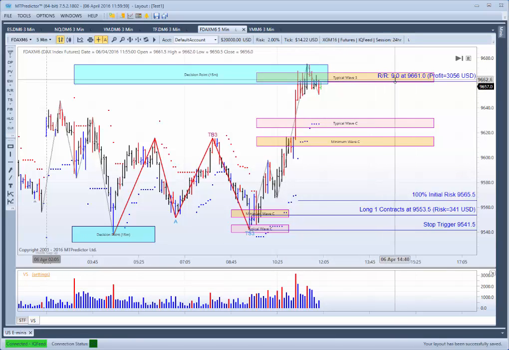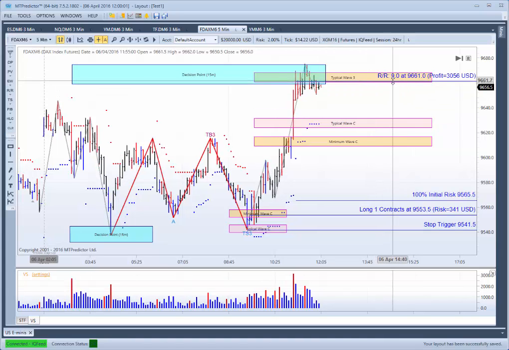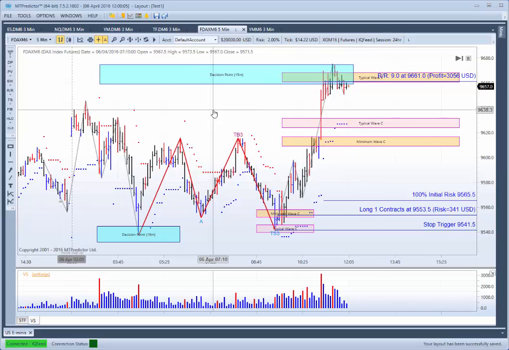where the profit would have been a very, very nice 9R, or 9 times greater than initial risk. These are the kind of trade setups that MTPredictor is designed to catch, and it's no surprise why this Holy Grail trade setup, as we've nicknamed it, is one of my favourite trade setups.